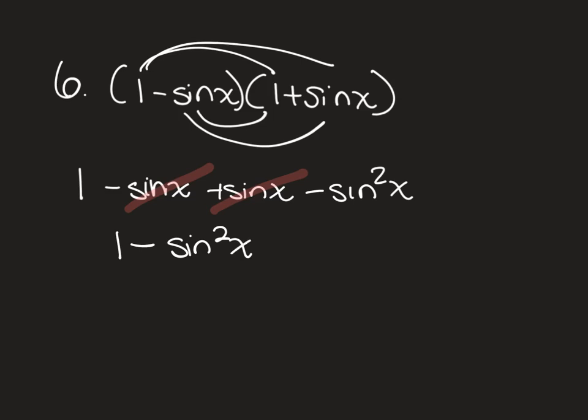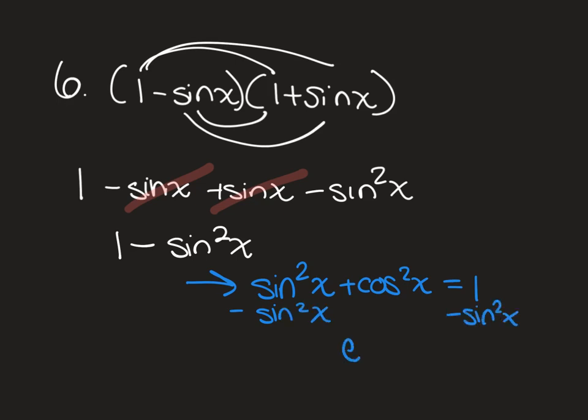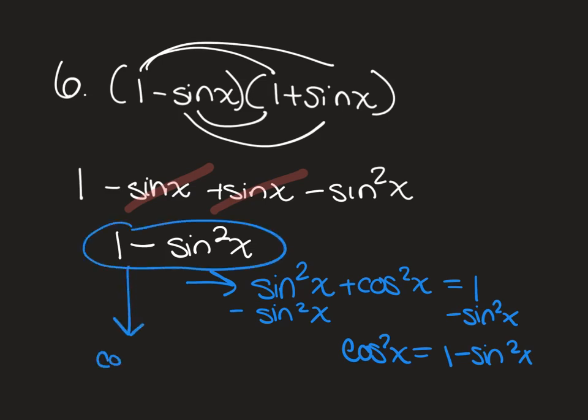And just like on the previous problem, anytime I have a trig function squared with a plus or minus 1, I want to go think of my Pythagorean identities. I have one that says sine squared x plus cosine squared x equals 1. By minusing the sine squared over on both sides, you get that cosine squared x is equivalent to 1 minus sine squared x. So this thing that I had right here that I'm circling is equivalent to cosine squared x. And that's your answer. Let's try another one.